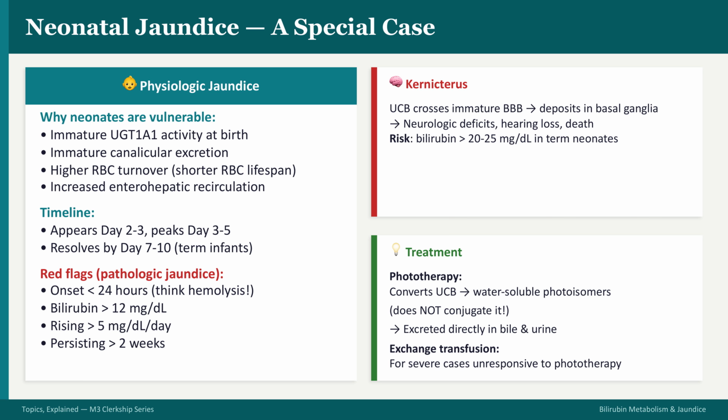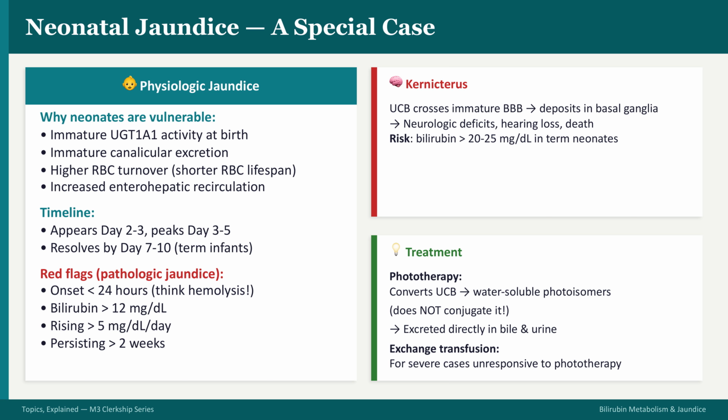The feared complication is kernicterus. Unconjugated bilirubin crosses the immature blood-brain barrier and deposits in the basal ganglia, causing irreversible neurologic damage or death, typically at levels above 20 to 25 mg per deciliter in term neonates.